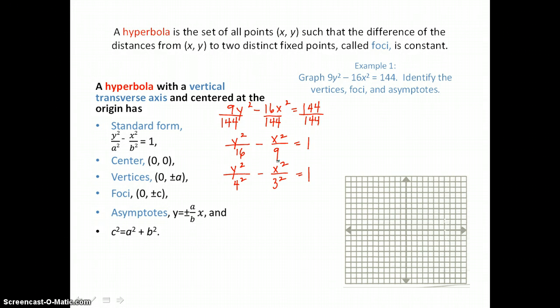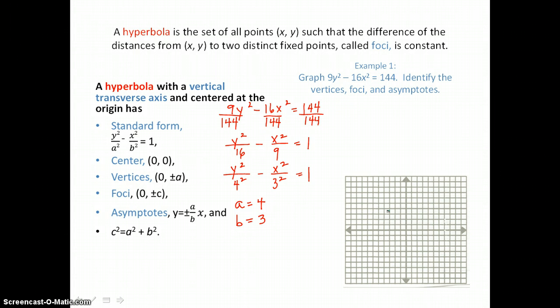Okay, because the x term is negative, this hyperbola is going to have a vertical transverse axis. When y² is negative, like on the previous page, we have a horizontal transverse axis. So we have a vertical transverse axis. Our a value is underneath the positive term, so our a value is 4. Our b value is underneath the negative term, so our b value is 3.